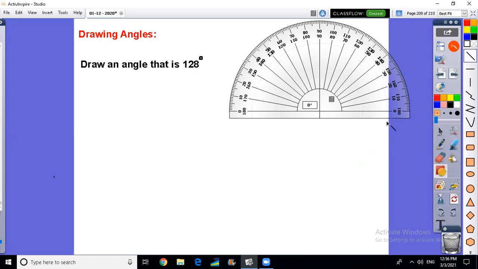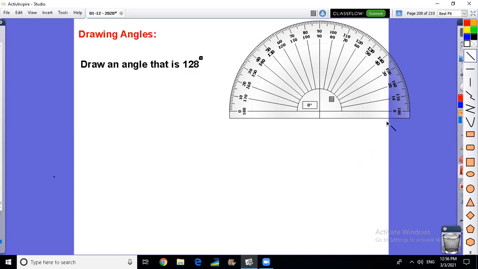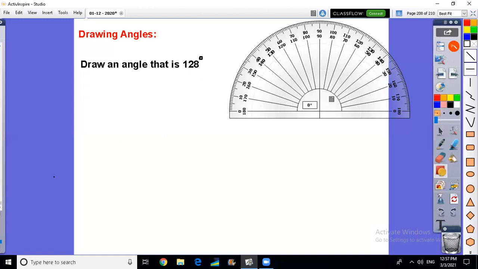So to draw an angle, the first thing that you need to do is to draw a straight line, any straight line. The question might provide a straight line that is ready-made for you, or they just might ask you to draw an angle that is 128 degrees, like in this question. The first thing that you need to do is just to simply draw a straight line. That's it. Any straight line.